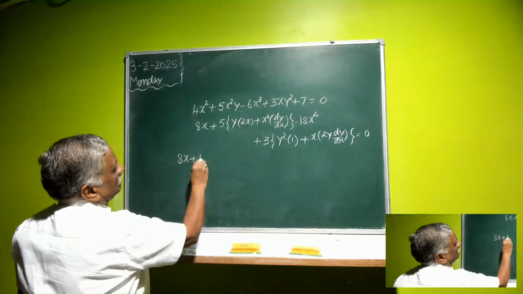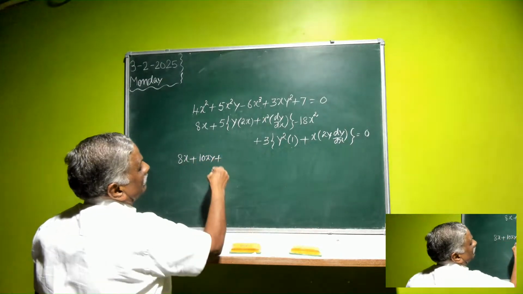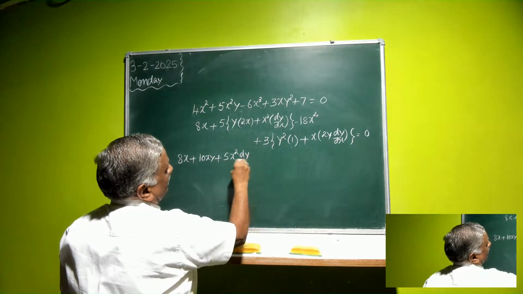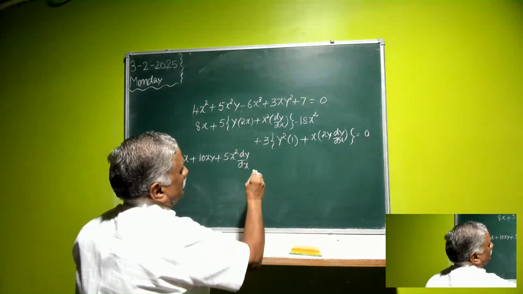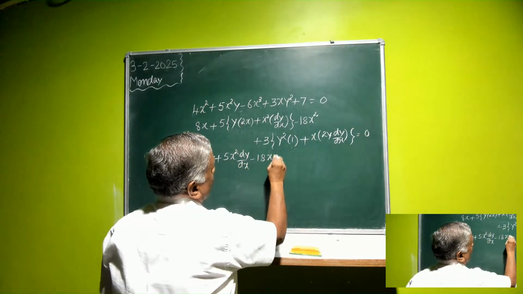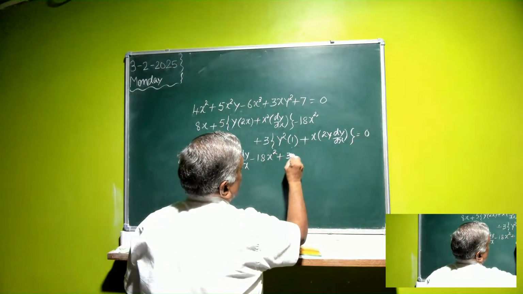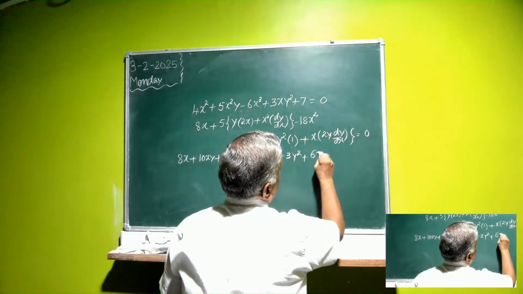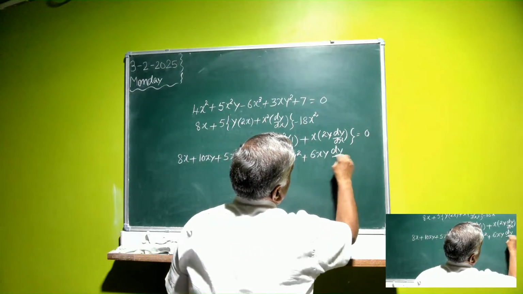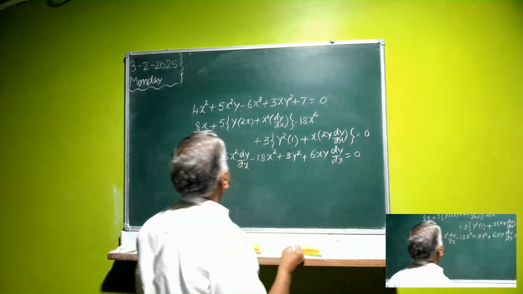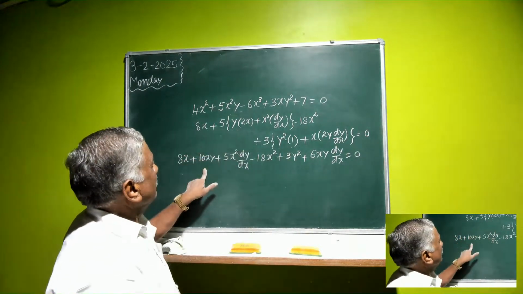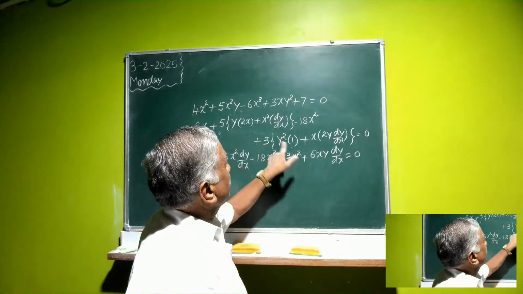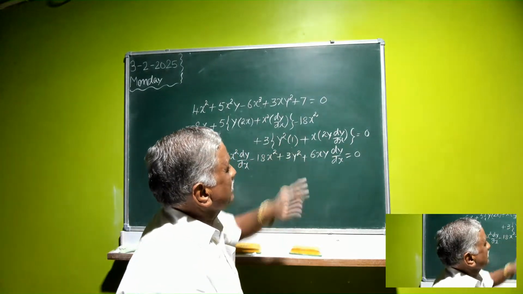8x plus 10xy plus 5x square dy by dx, minus 18x square, plus 3y square, plus 6xy dy by dx. I'm just multiplying, that's all. 8x, 10xy, 5x square, minus 18x square, 3 into y square, 3y square, 2 into 3 is 6, 6xy.